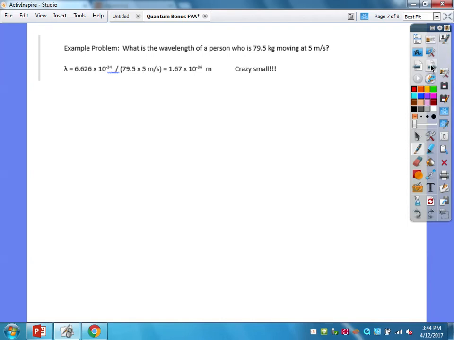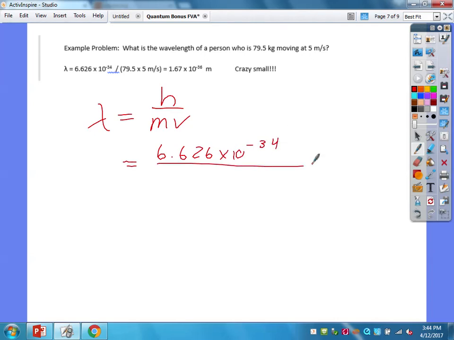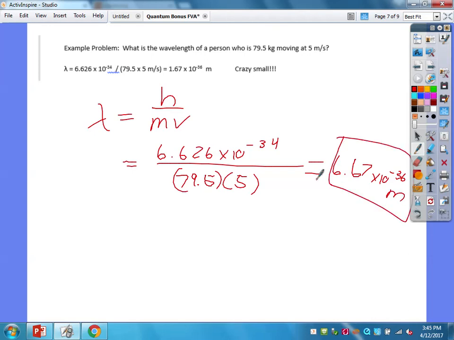So you can see we have this example here, okay? Basically, I'll go ahead and rewrite it out so you can see it. So wavelength is Planck's constant over mass times velocity. What is the wavelength of a person going 5 meters per second? That's pretty good. I mean, that's basically sprinting. They are creating waves through space while they're sprinting, but you can see mainly because of Planck's constant being 10 to the negative 34, 79.5 times 5 is just not going to do it. Okay, 1.67 times 10 to the negative 36. Okay, it actually gets even smaller. Okay, so meters. So that's a ridiculously small wavelength.